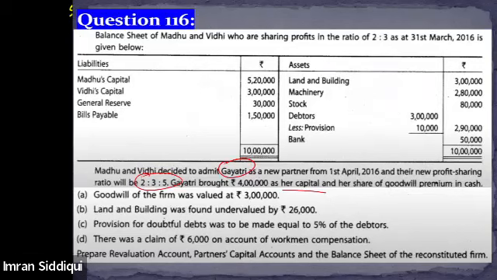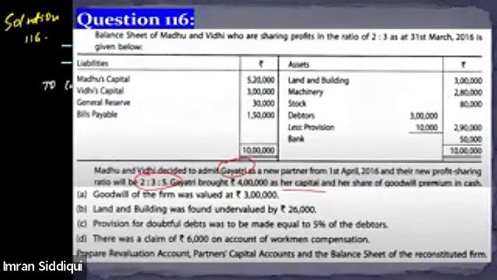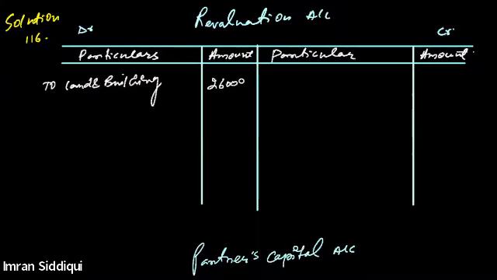The question tells us there is undervaluation in the value of the land and building. So we'll go to the revaluation account and write down the reduction in the value of the land and building on the debit side of the revaluation account. So we'll write down to land and building, 26,000.